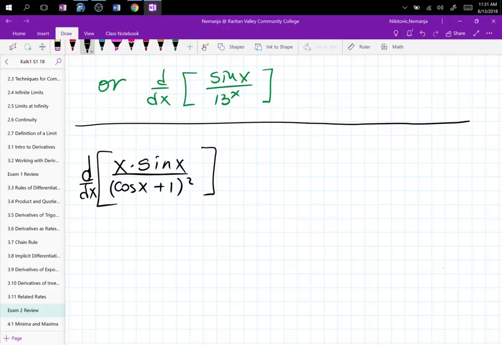Well, logarithmic differentiation. I mean, there is nothing else that we can really do to be efficient with this problem. And then we'll have to address your question since you are so interested in it. So we have y equals x sine x divided by cosine x plus 1, squared.